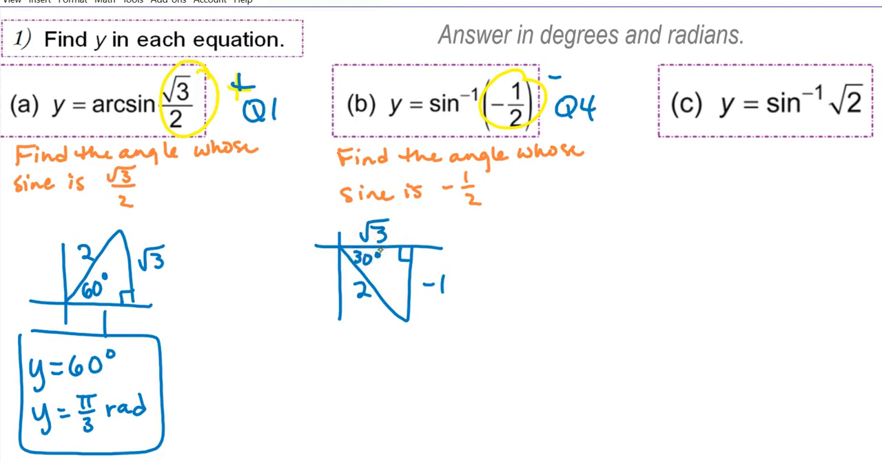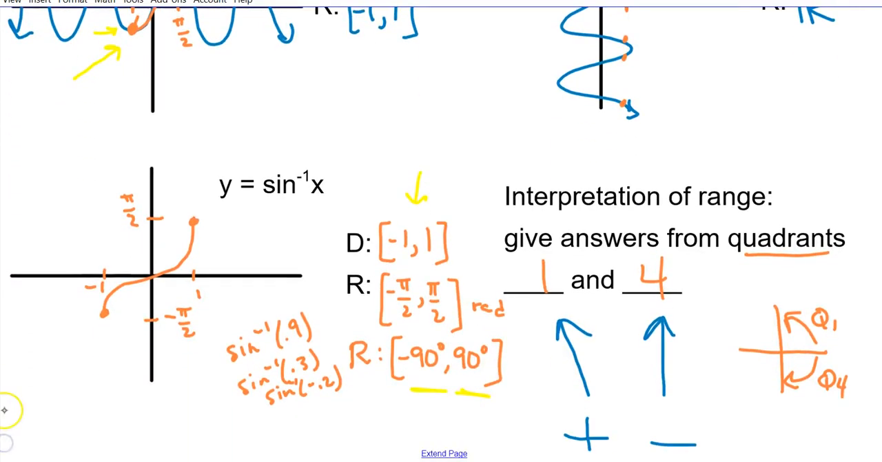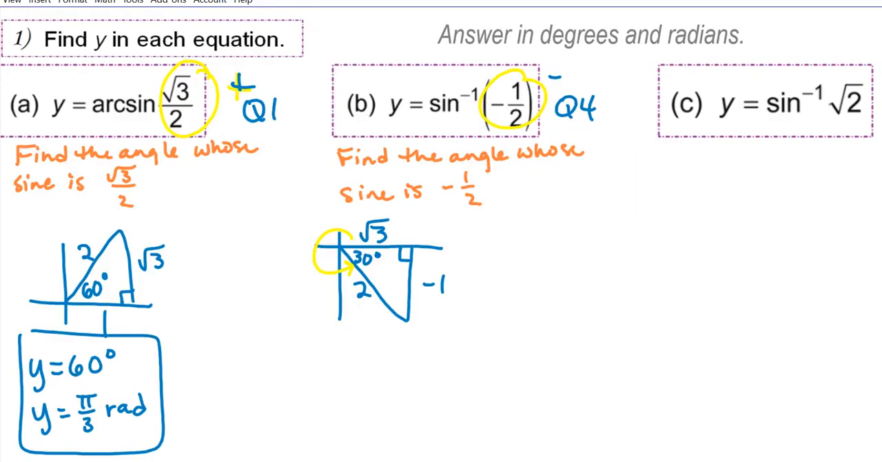You're used to saying that you have 330 degrees, and I understand that because usually we go counterclockwise. But remember, we're supposed to give answers for this function between negative 90 degrees and 90 degrees. So we're going to say negative 30 degrees. And in radians, we're going to say negative pi over 6 radians.